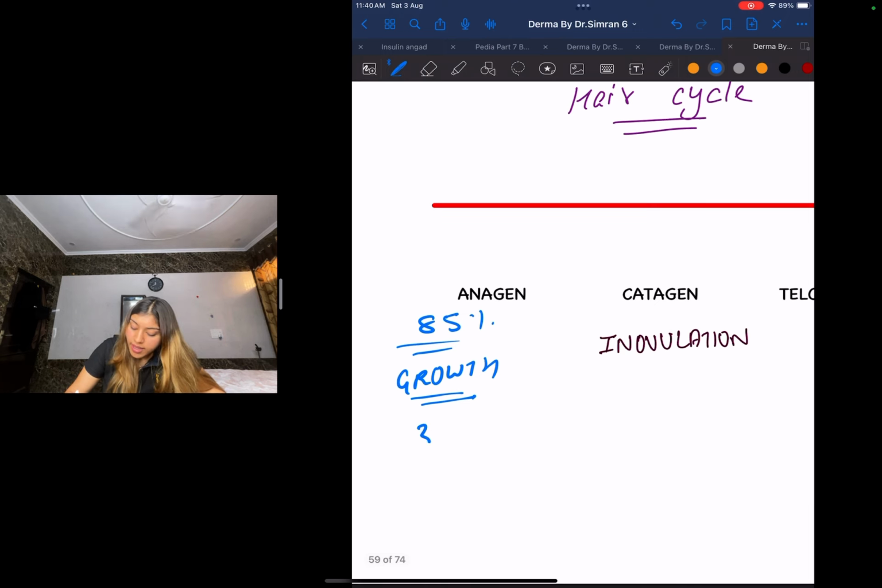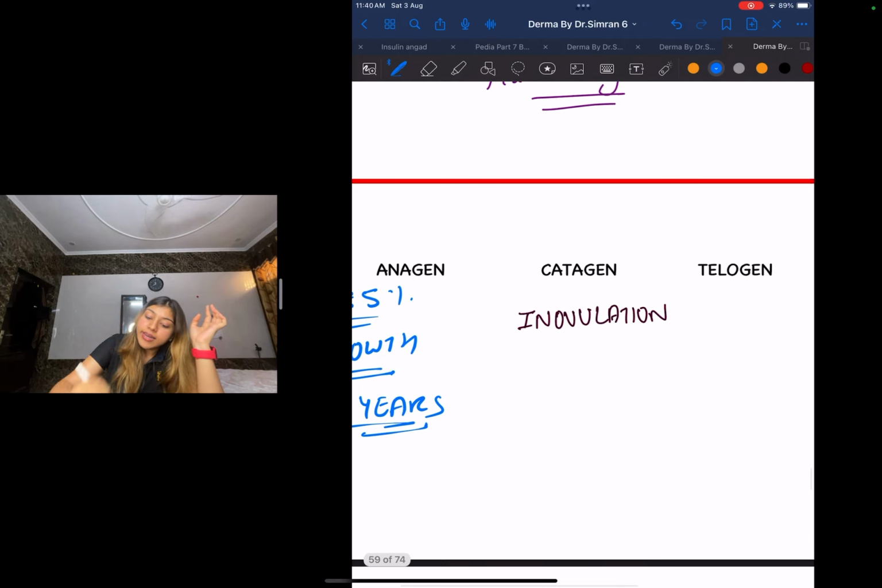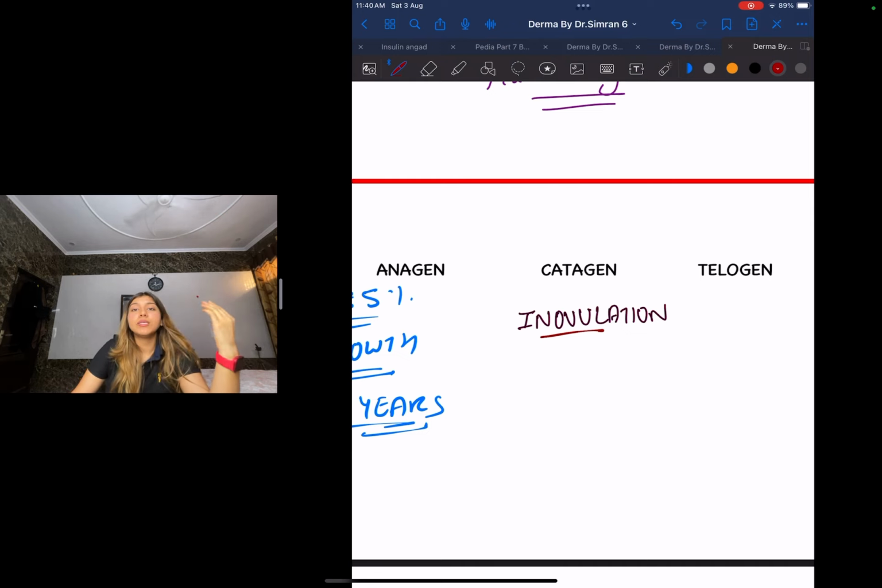That is going to be 3 years. You need to remember this. For 3 years your hair is going to be in anagen, that is the growth phase. Next, guys, catagen. Catagen is basically involution. Involution basically means what? Destruction.